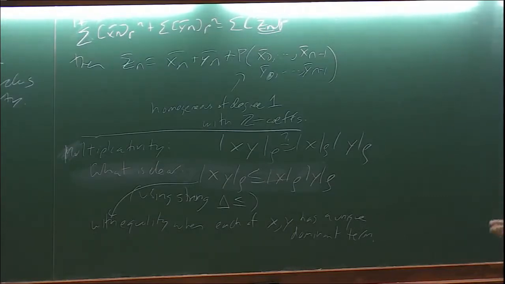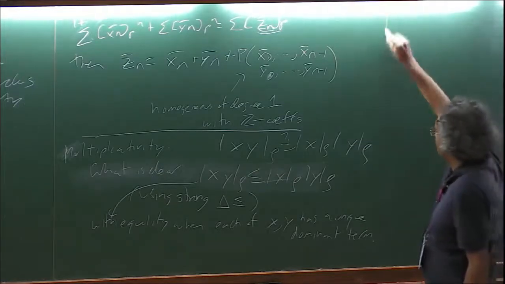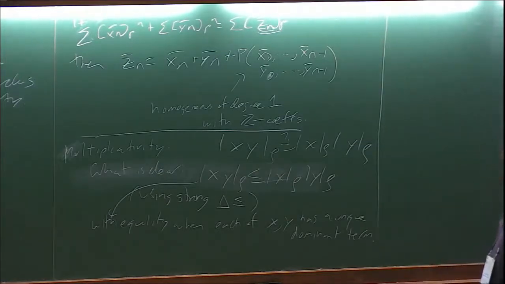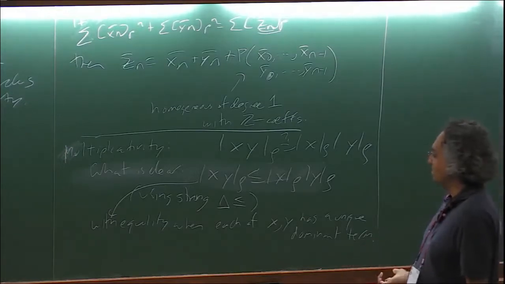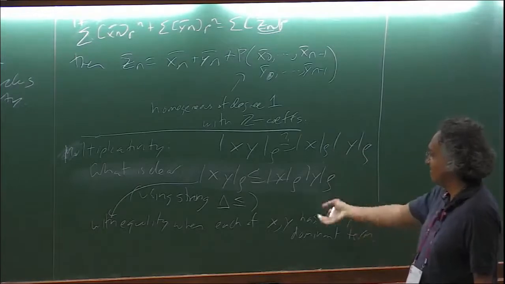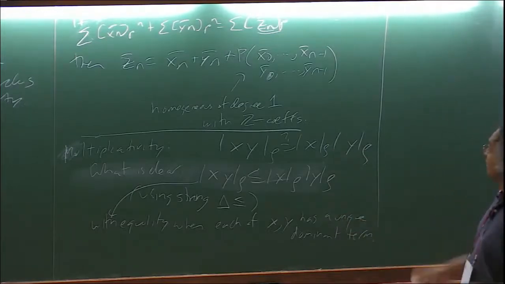because it strictly dominates all the other ones. When you add things up, that one persists. But of course, in general, if I take a general x, y, and rho, it is not the case that only one term will dominate. So here's the trick.